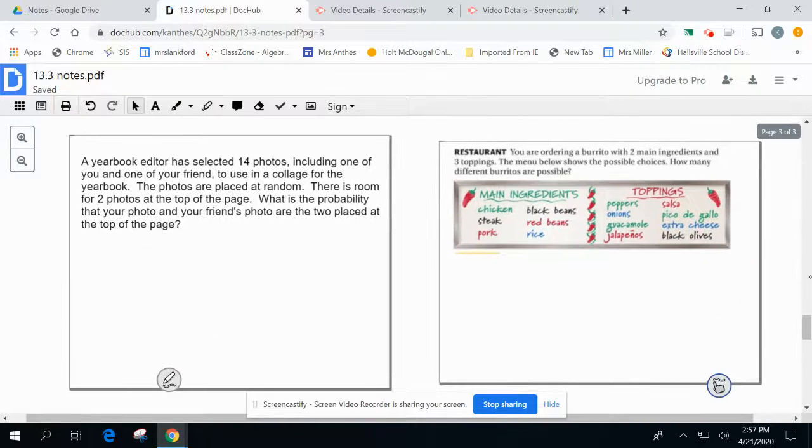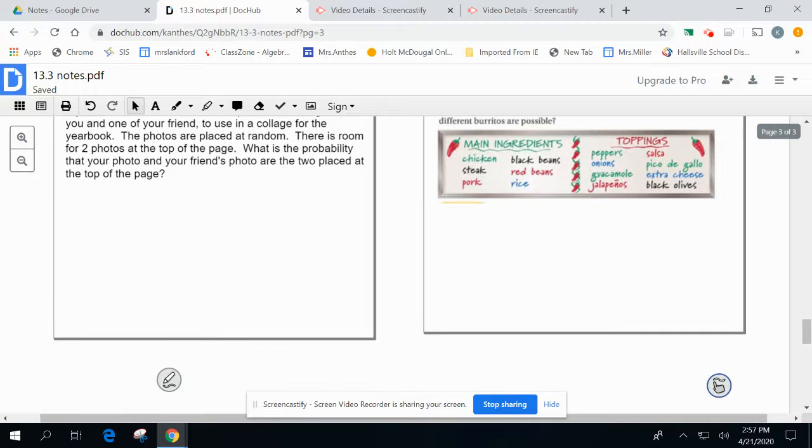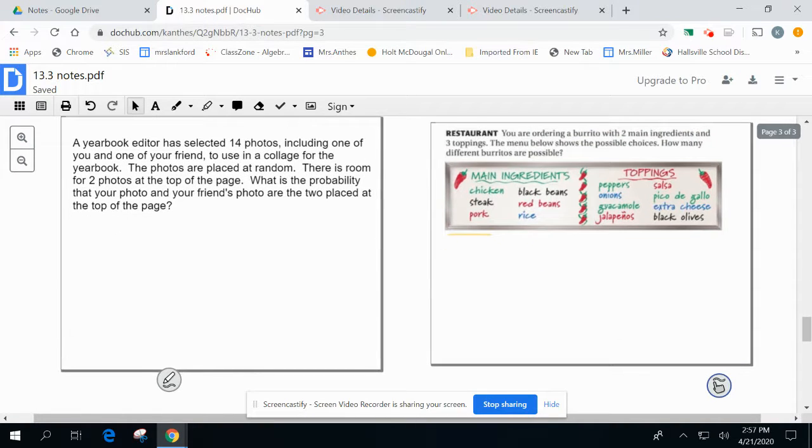Okay, a yearbook editor has selected 14 photos, including one of you and your friend, to use in a collage for the yearbook. The photos are placed in at random. There's room for 2 photos. What is the probability that your photo and your friend's photo are the 2 placed at the top of the page? So first we need to figure out the sample space.